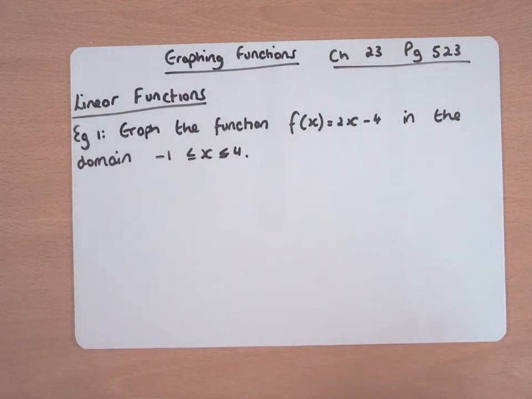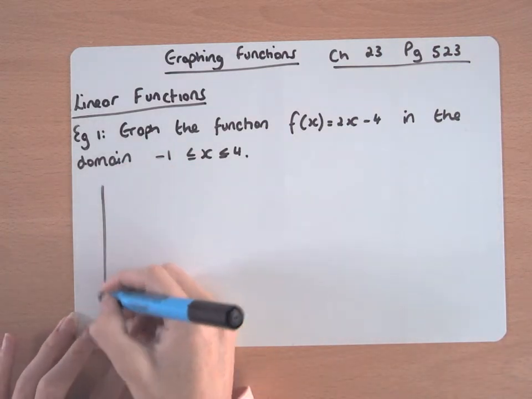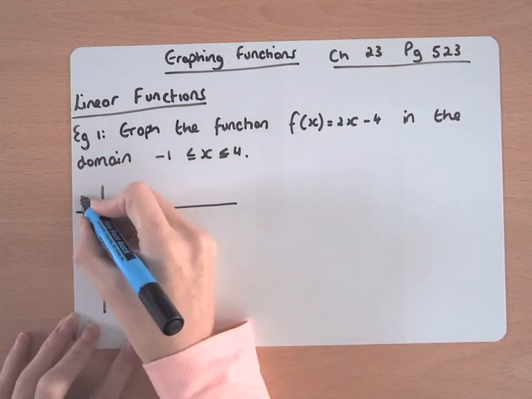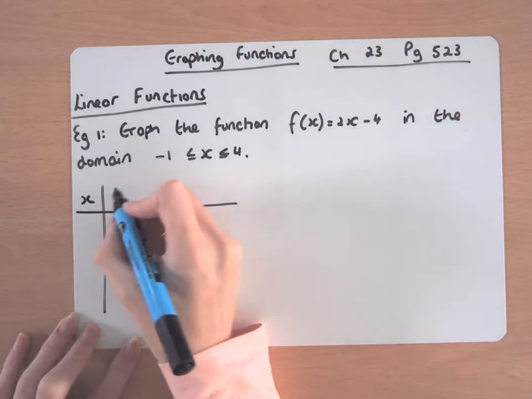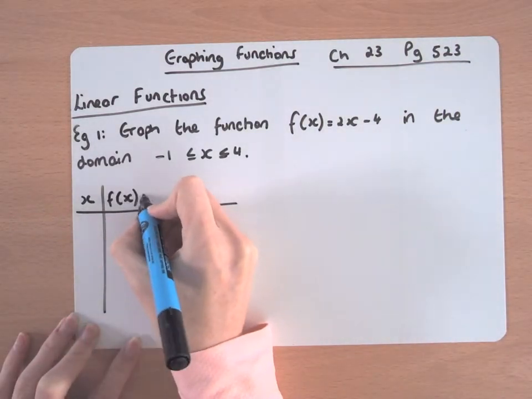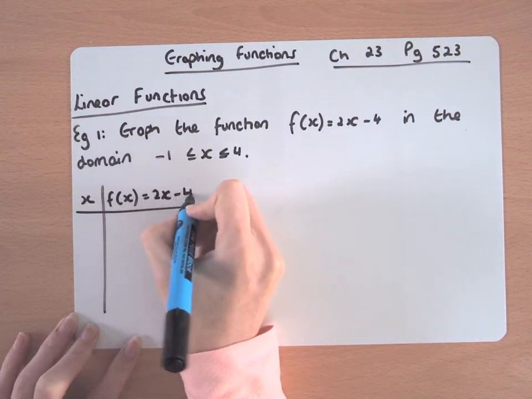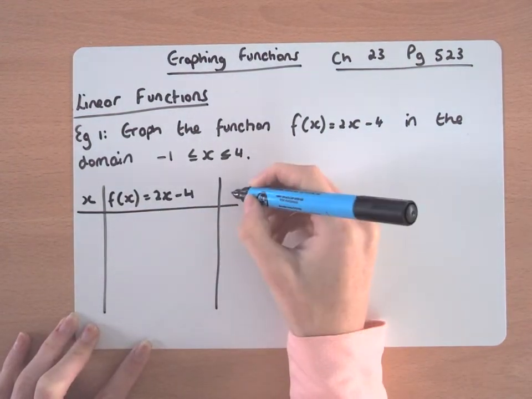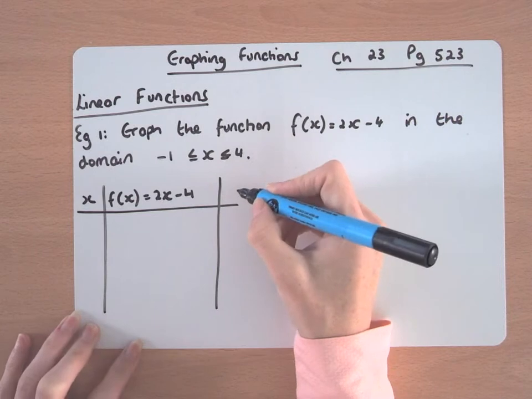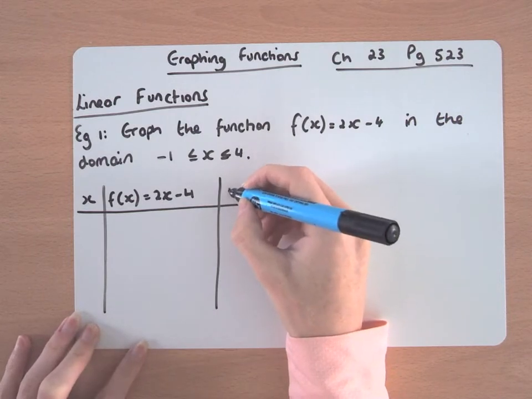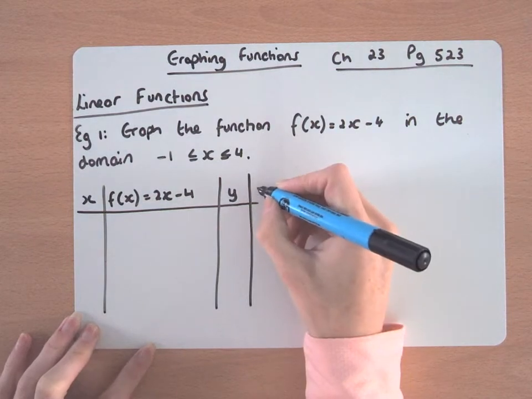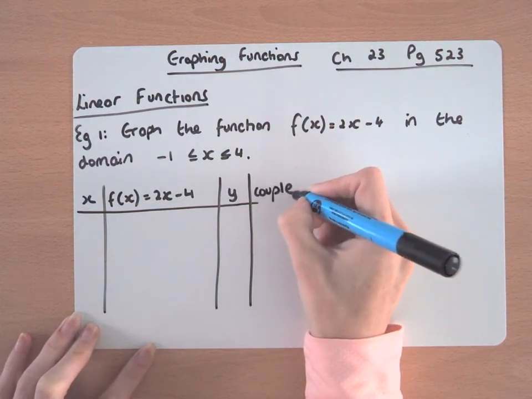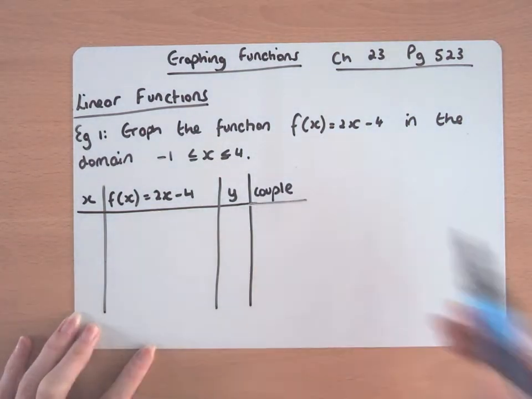So what you're going to do is set up a table for yourself. So here's my little table. X, my function, and then my outputs. What letter is my output? Y, and then I like to do one other column, and that's my couple. Okay, so you're just going to set up a table like that.